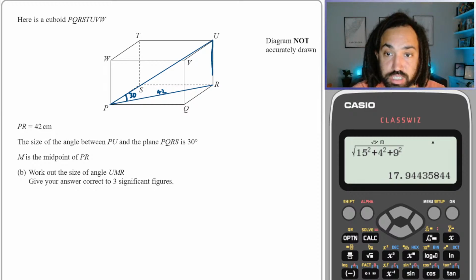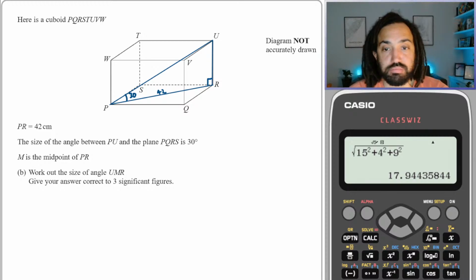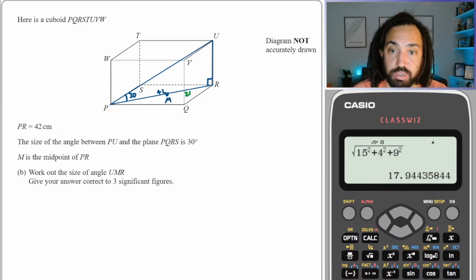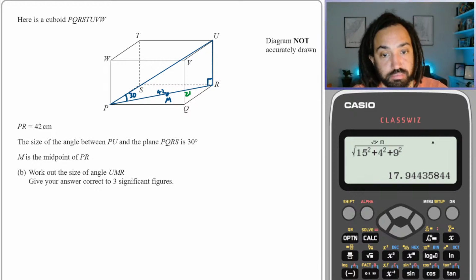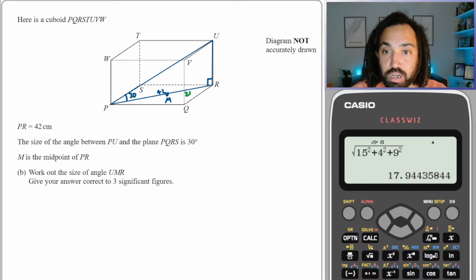If I draw a line straight down, I've got myself a right angle triangle. Okay, and it says M is the midpoint of PR. So M is here, which means that this side is 21. So this is the midpoint. And it says find the angle UMR. So U comes down to M and then goes along to R like that.